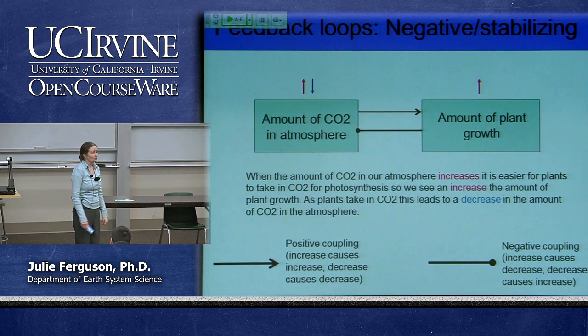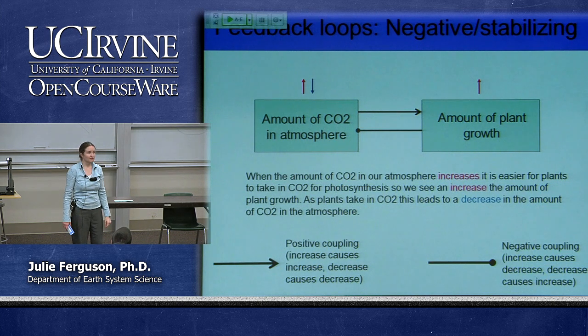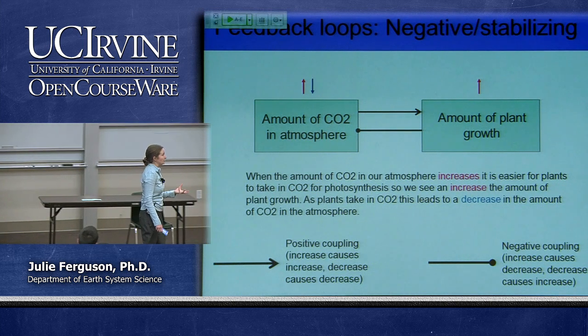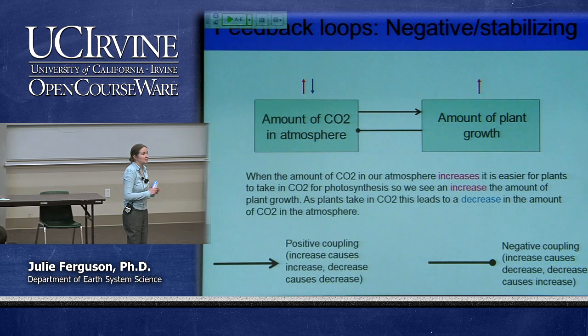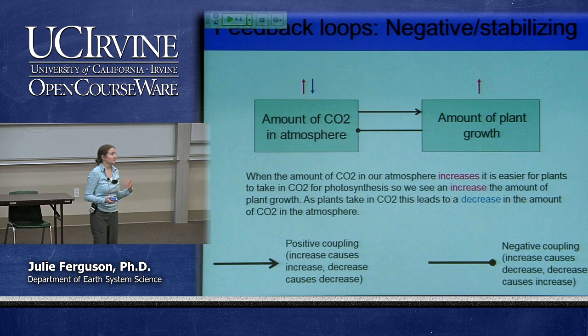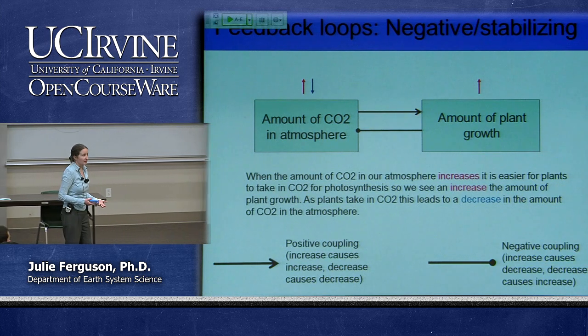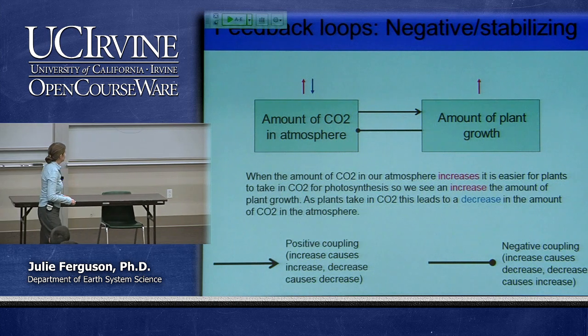And so overall, if we look at where we started, we increased the amount of CO2 in our atmosphere. As we followed that loop around, that entire loop led to a decrease in the CO2. So in this case, our loop starts with an increase and it ends with a decrease. And in that case, it's a negative or a stabilizing feedback loop. It's trying to oppose any change. And that's why it's a good thing. It sort of helps us out in some way. And so that's why we like these.